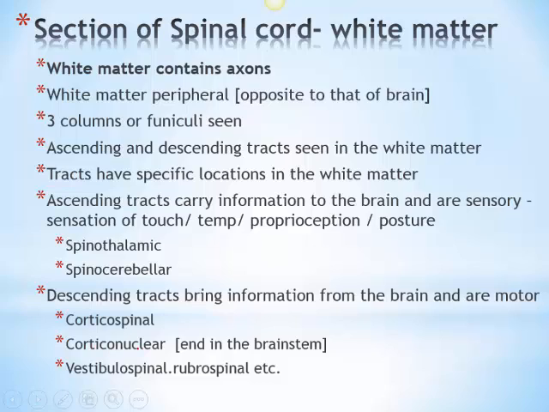Or corticonuclear. Nuclear because in the brainstem, the various cranial nerves have collections which are called nuclei. So again, descending. Or vestibulospinal or rubrospinal, from the red nucleus to the spinal cord. So again, you can see it's coming down. Okay? So these would be descending.